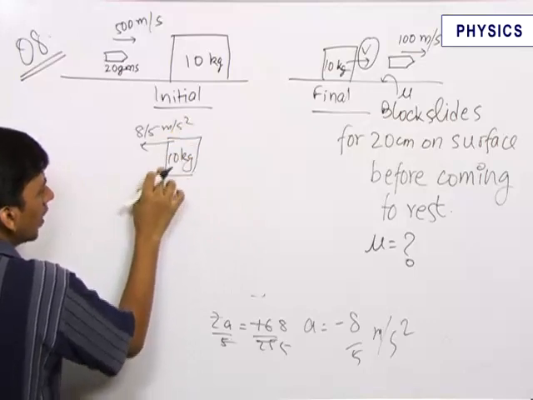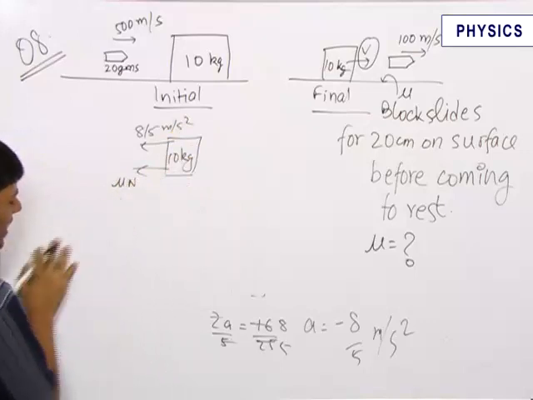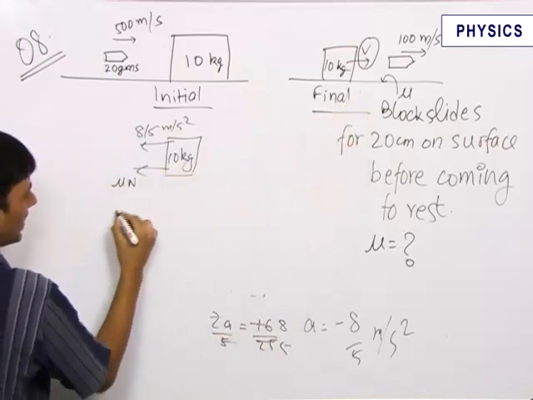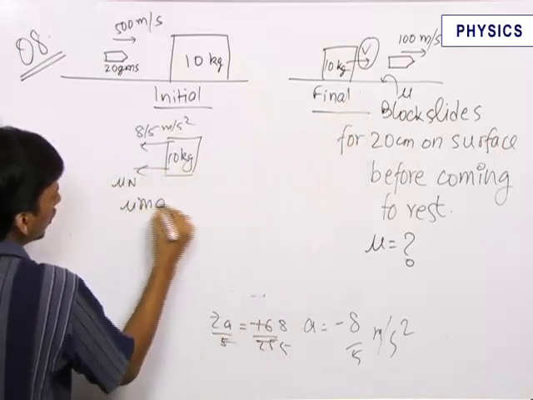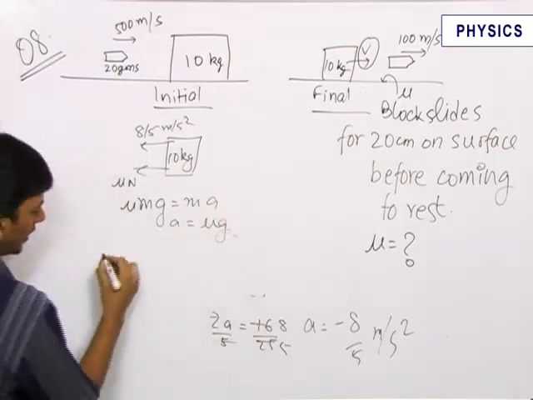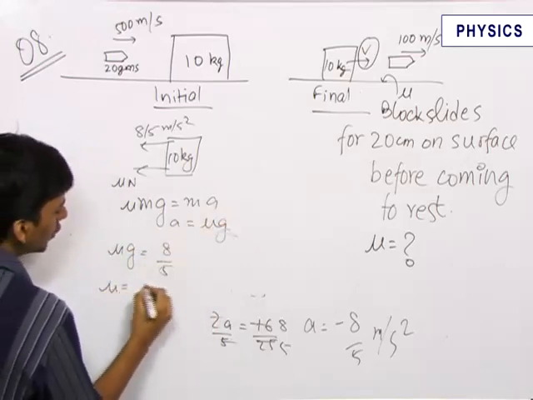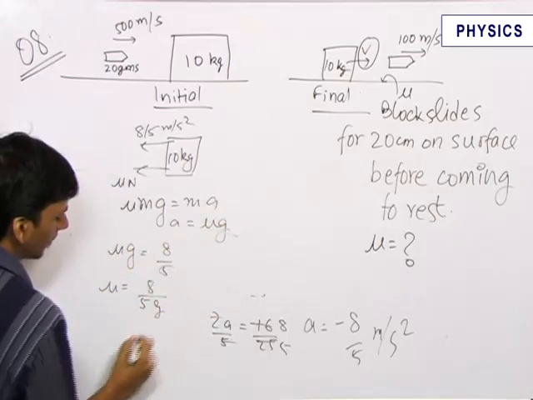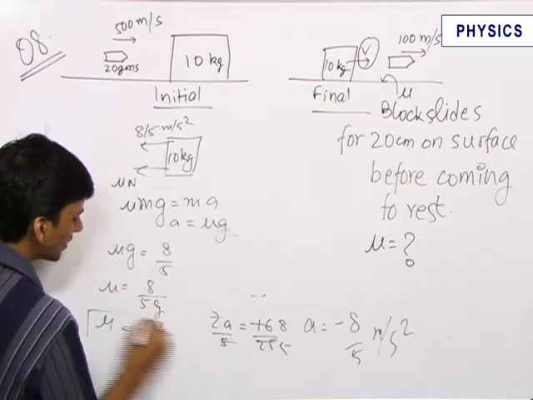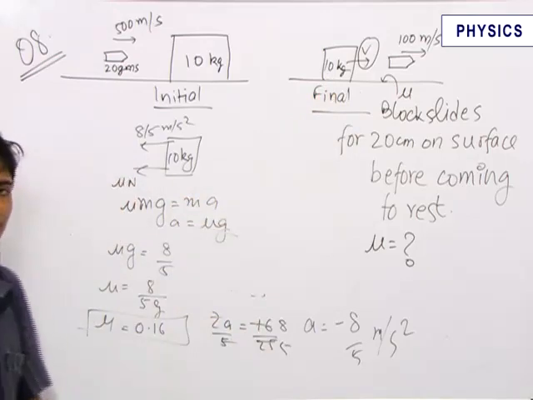We now know that the friction force acting on this object was equal to mu N, since it is kinetic friction and the object was undergoing relative motion with the ground, and the acceleration is equal to mu g in magnitude. Therefore we can write mu g is equal to 8 upon 5. Therefore we get mu is equal to 8 upon 5g. This is equal to 0.16. So the final answer for the coefficient of friction between the block and the ground comes out to be 0.16.